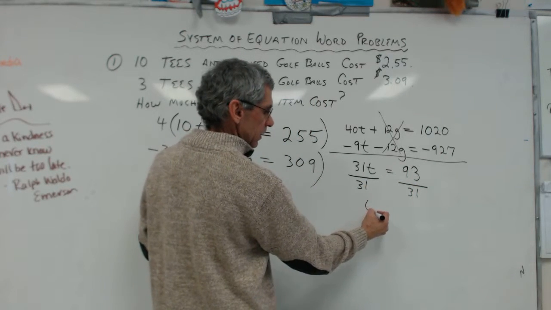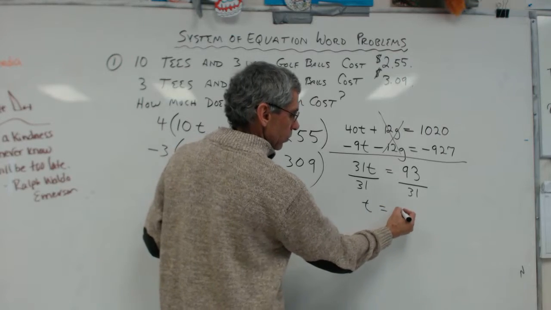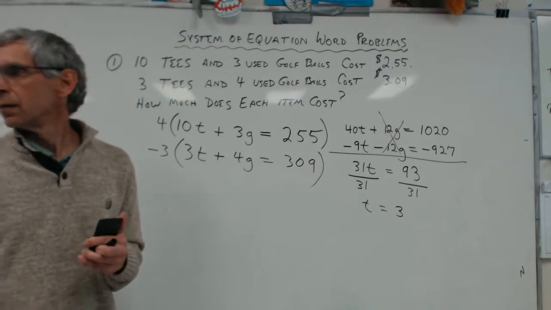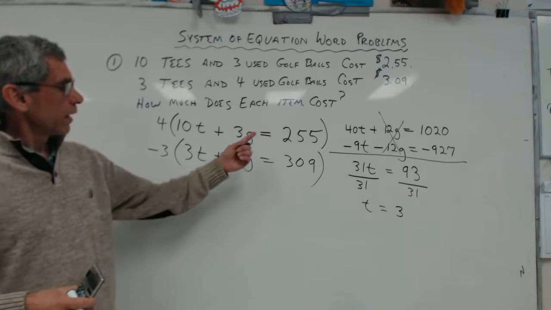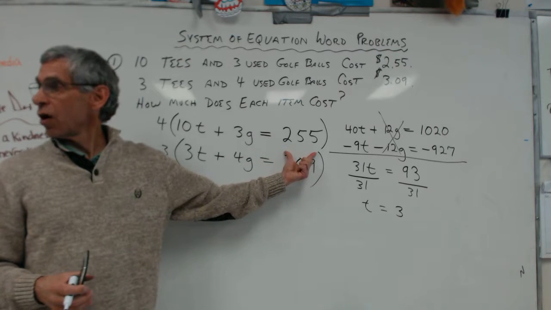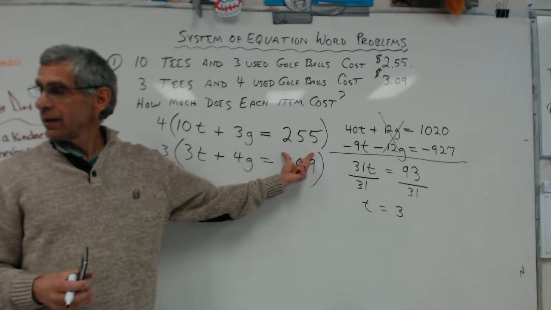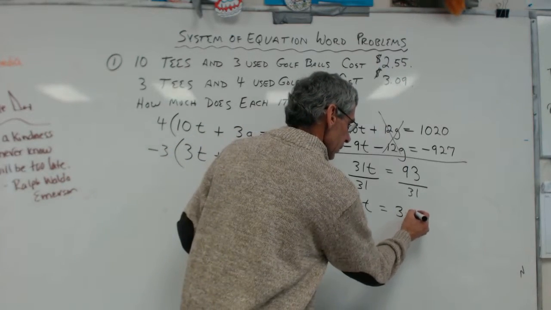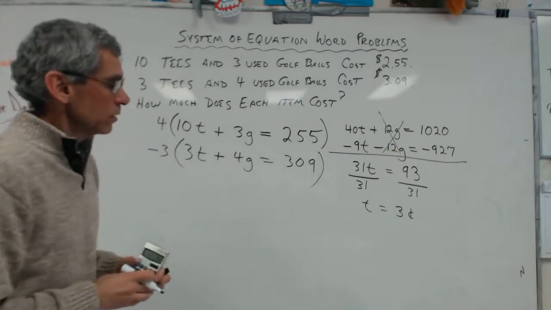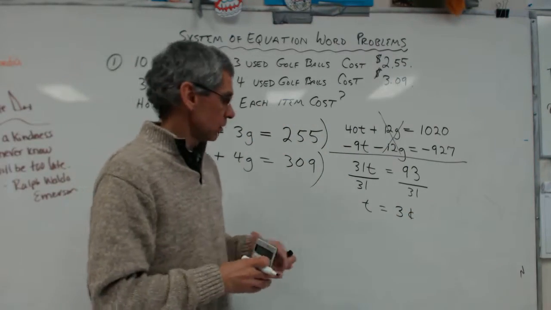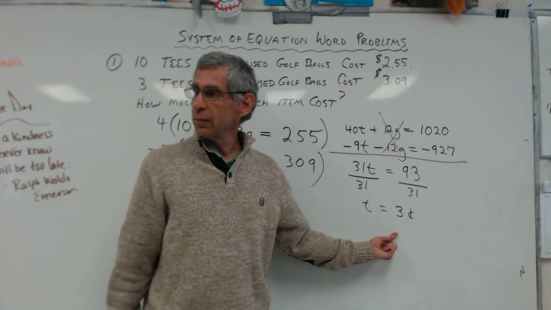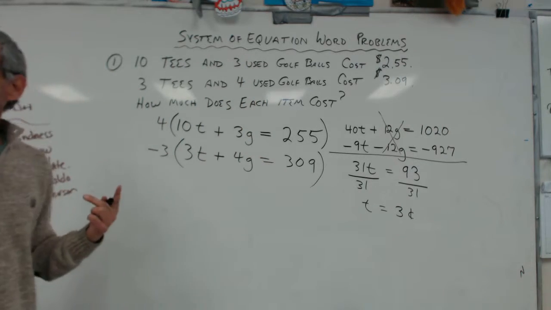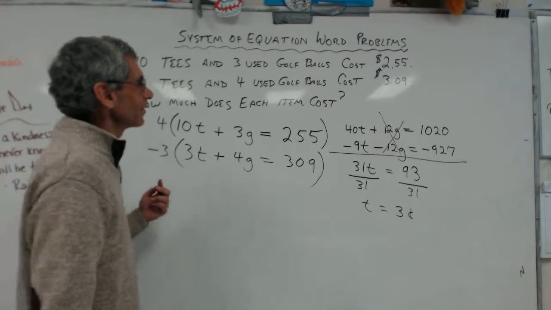And I get t is equal to what? 3. Now, remember, 3 what? 3 cents. When I wrote this, I wrote it all in cents. Do you see that? So it's 3 cents, that's $0.03. All right, so I know my t's cost 3 cents apiece, so that makes sense, right? Yes, that makes sense.